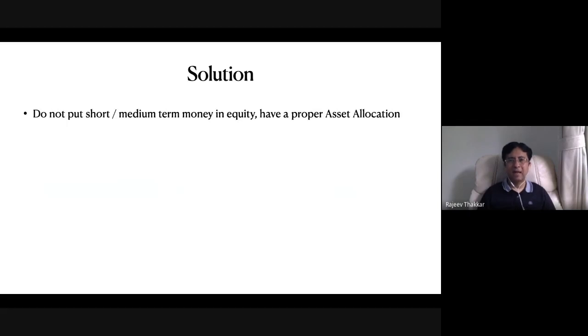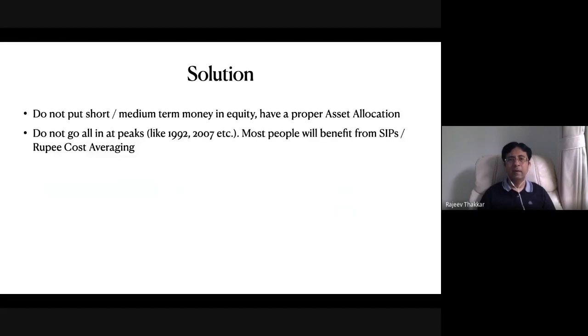So one is have asset allocation. Clearly, equity is not for short and medium term money. The other thing is, if it is a bubble, don't go all in, especially if you think that the last 3-year, 5-year returns or recent returns have been very, very high. Fundamentally weak companies are doing great, and you are getting stock tips in the elevator. It's most likely a bubble. So then, again, the temptation will be to participate, or if you don't participate, you may endlessly be waiting for a bear market, and that may never come.